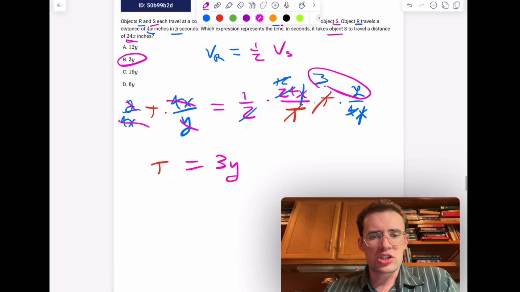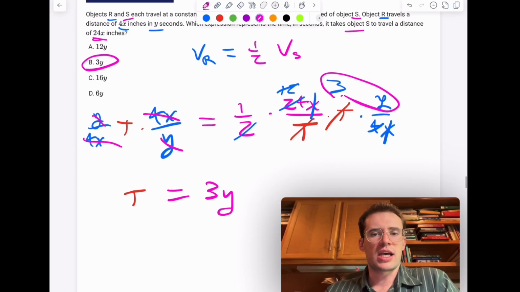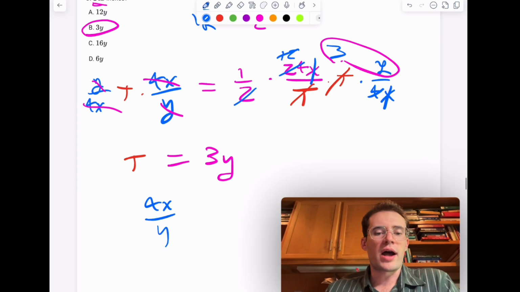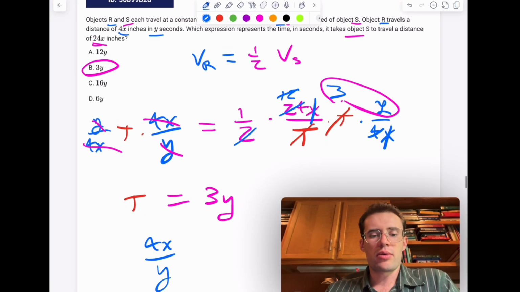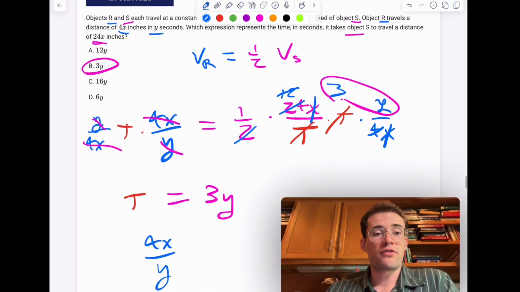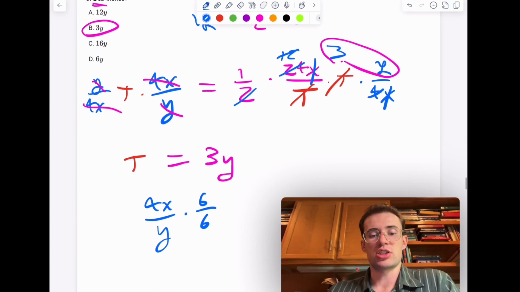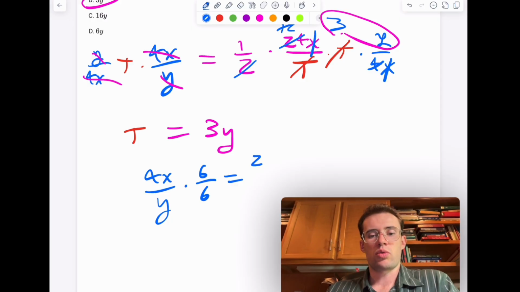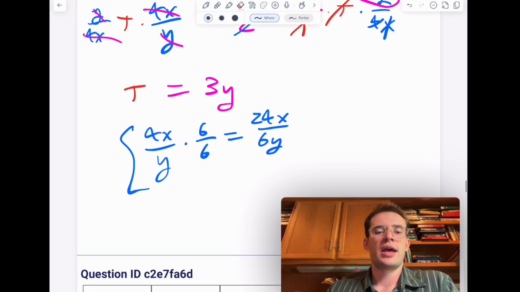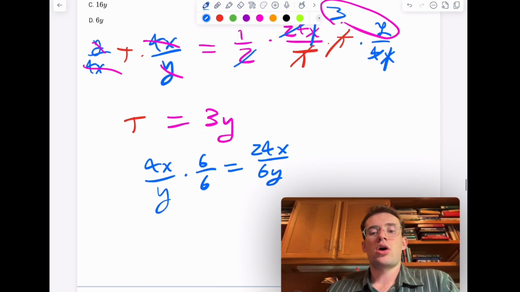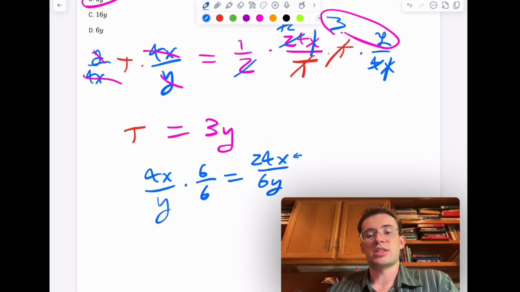Now, if you want to think about it a little more conceptually, we know that the slower one, VR, goes 4x in y seconds. So how long would this one take to go 24x inches? You'd multiply it by 6 over 6, right? Multiplying by something equivalent to 1, so it's not changing the actual value. But this would be 24x over 6y. So at the same rate, 4x over y, because it would travel at a constant rate, it would go 24x inches in 6y seconds. So that's how long it would take this one to go 24x inches, 6y seconds.